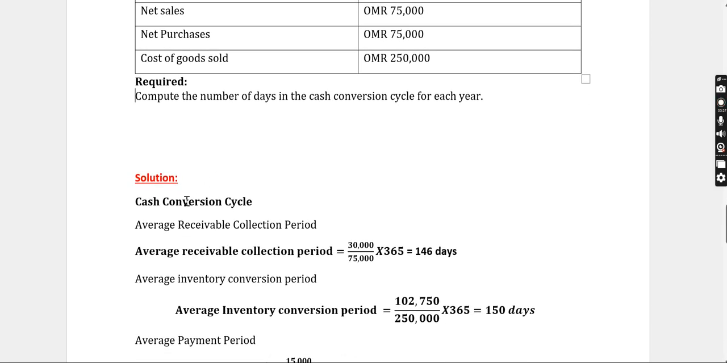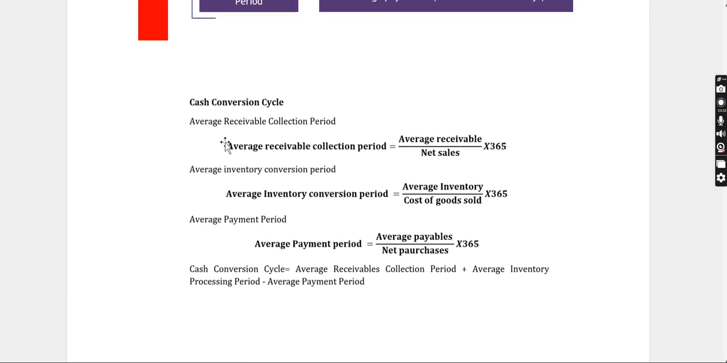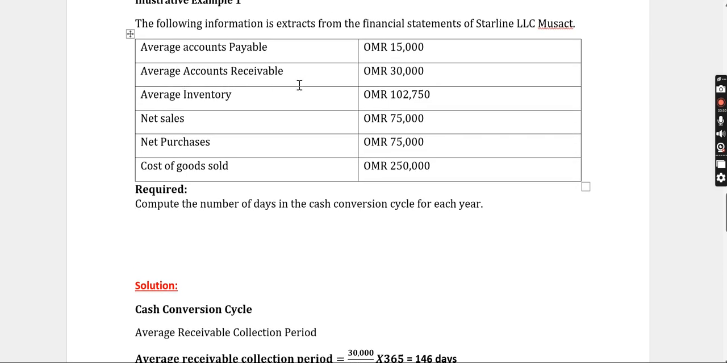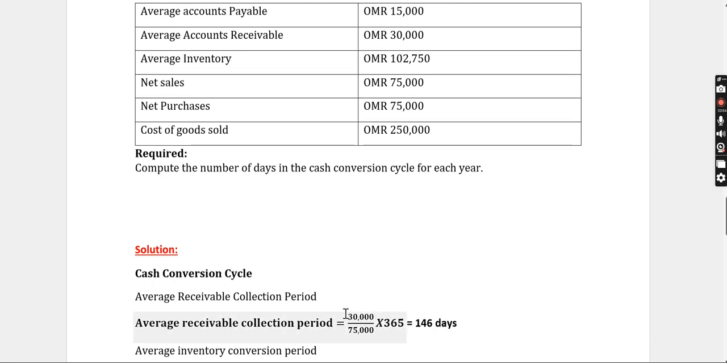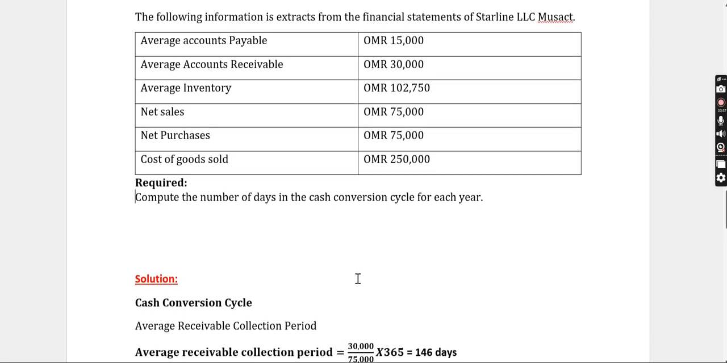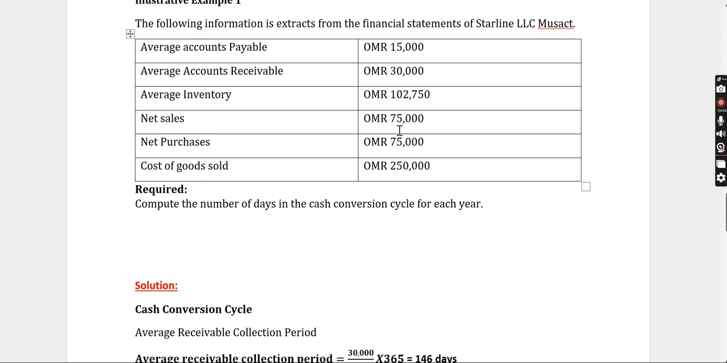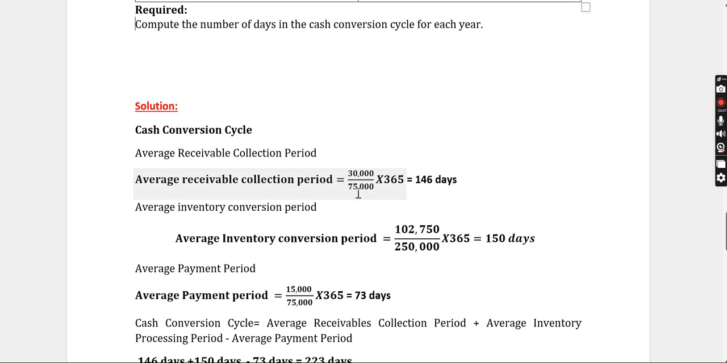So first of all, we should calculate the average receivable collection period. As per the formula, average receivable collection period will be equal to average receivable divided by net sales, multiplied by 365. Average accounts receivable is 30,000, divided by net sales. So where are the net sales? Net sales are equal to 75,000. So 30,000 divided by 75,000 multiplied by 365 will be equal to 146 days.